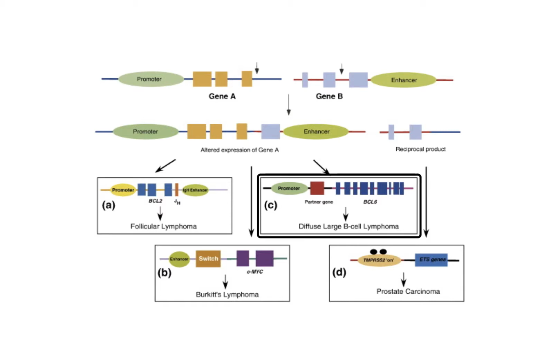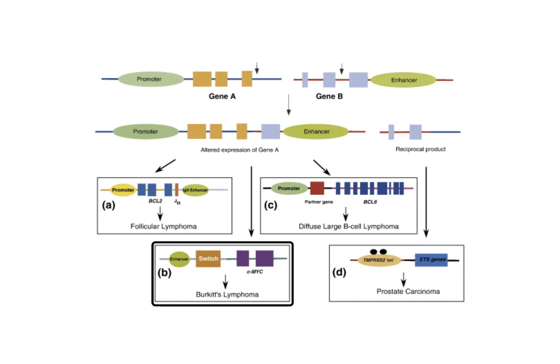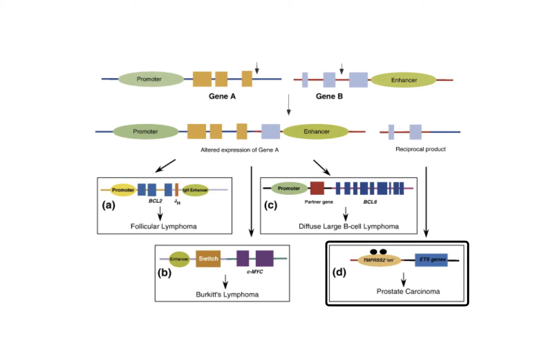Another one here, diffuse large B-cell lymphoma, is another one where a very active promoter is put next to a gene that usually is not turned on to the same extent. Here's the Burkitt's lymphoma, which I've mentioned before, which is put next to the MYC gene, which is a transcription factor. So now you're activating that transcription factor more than it's usually expressed. Then here's a prostate cancer carcinoma, where a hormone gene is put next to a very active promoter.